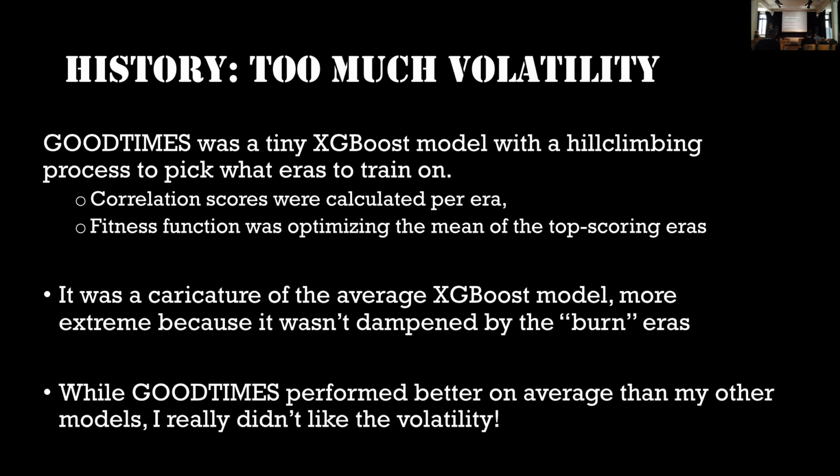And the funny thing is I had a fitness function that was optimizing for the mean of the top half of the era scores. So I was just ignoring all the burns that the model was doing. It was sort of hill climbing itself towards what was overly present in the data. So you're sort of overfitting. It becomes like a caricature of the average XGBoost model, but more extreme because it wasn't dampened by the burn eras. That worked pretty well because we had more good eras than burn eras.